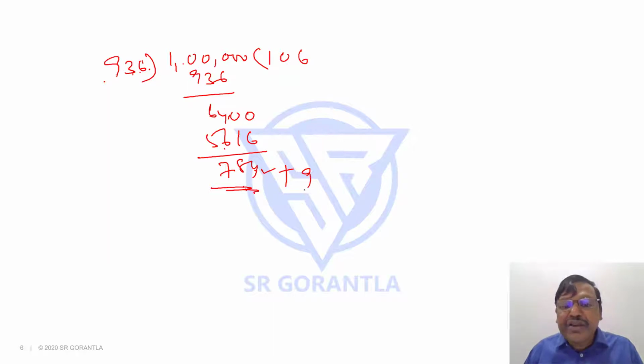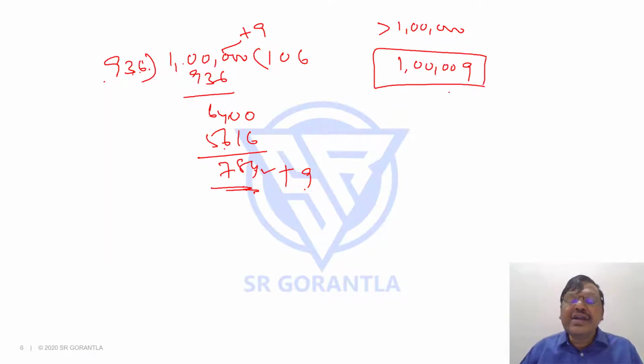9. The remainder should be increased by 9, which means the number should be increased by 9. Hence, the number that is more than 1 lakh that satisfies this condition is 1 lakh 9. So the minimum number of soldiers in Daenerys' army is 1 lakh 9. So this is how we get questions, students.